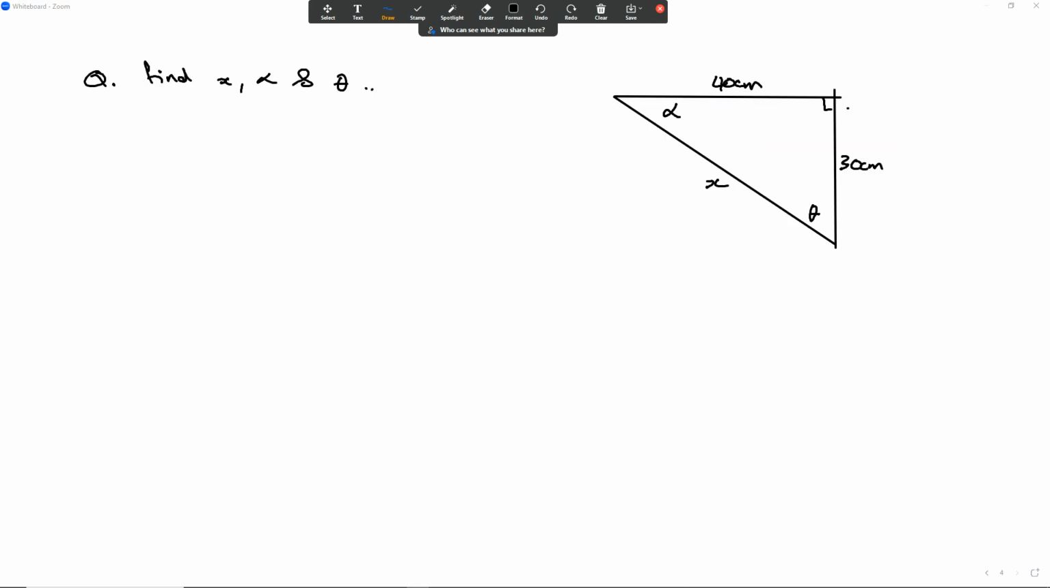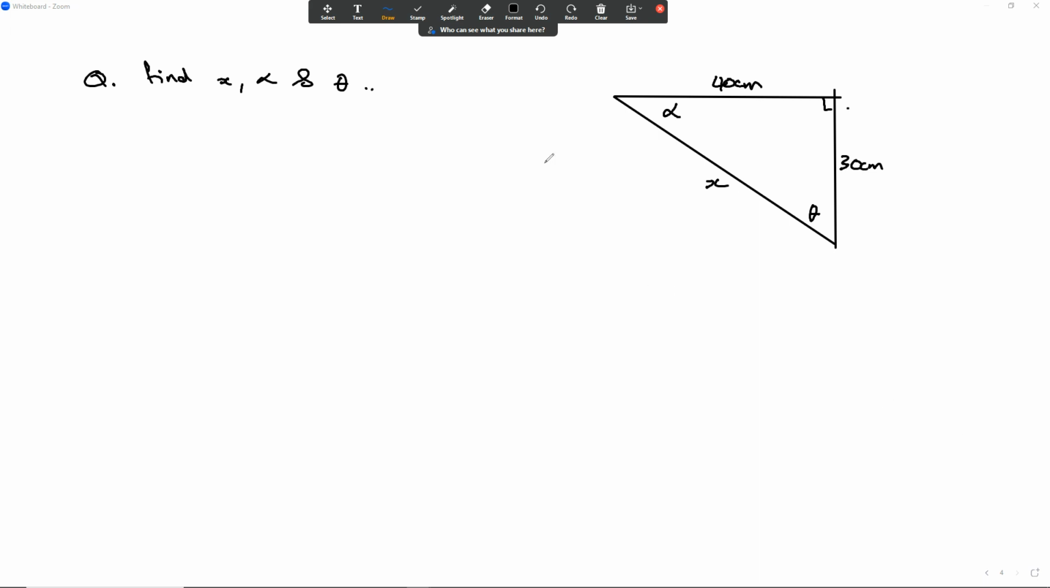So in this question, you're given also a right angle triangle. You're given two sides, and that's it. You're going to find the remaining angles. You're going to find the other side. You can use any method that you want. You can use trigonometry, Pythagoras theorem, etc. Give it a go.